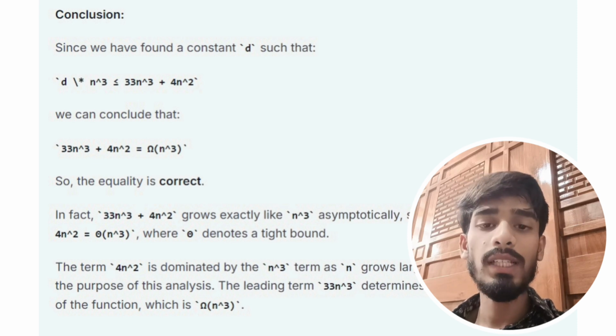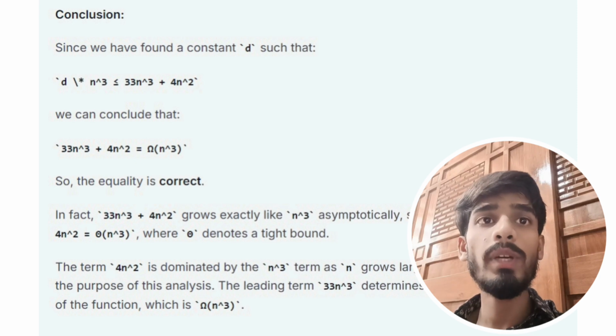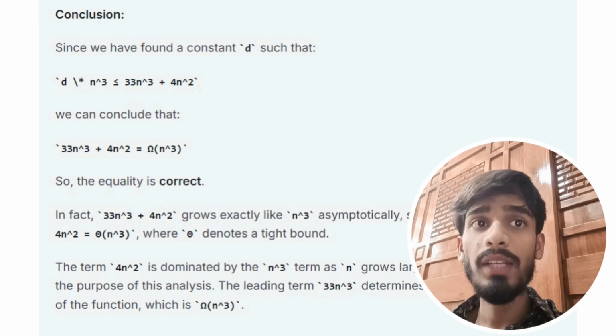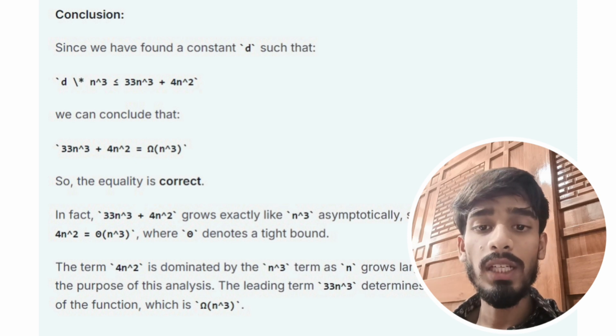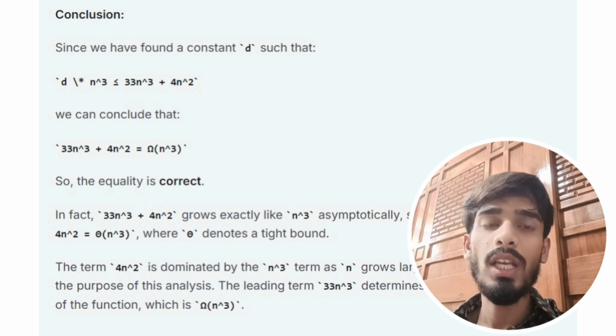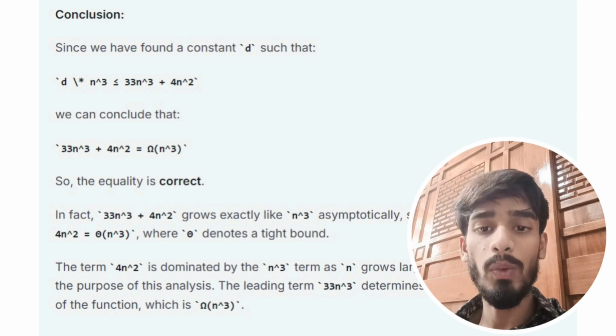So we can say that 33n cube plus 4n square is equal to theta of n cube, where theta denotes a tight bound. The term 4n square is dominated by the n cube term as n grows large, so we can ignore it for the purpose of this analysis. The leading term 33n cube determines the asymptotic behavior of the function, which is theta of n cube.